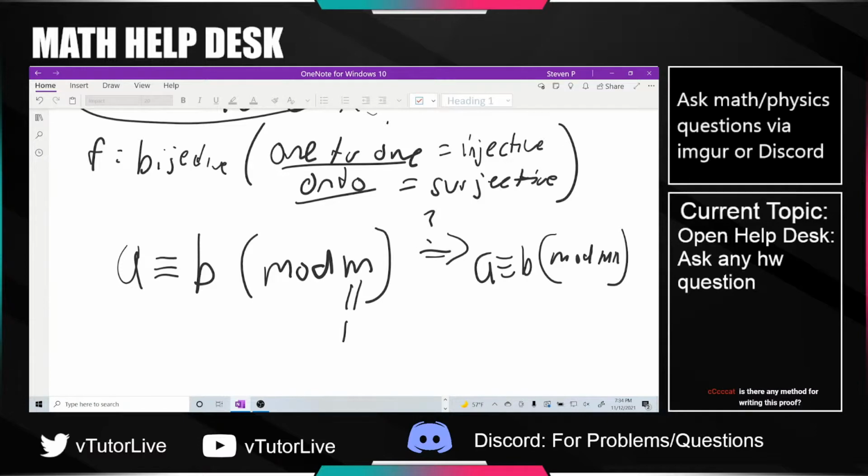Is there any method for writing this proof? Well, first of all, do you believe that this is true? If so, you've got to do a proof. If you don't believe it's true, then you've got to find a counterexample, which can be a lot more succinct. Counterexamples, maybe not quite as a rule of thumb, but are frequently very, very short if you've got a counterexample in mind.